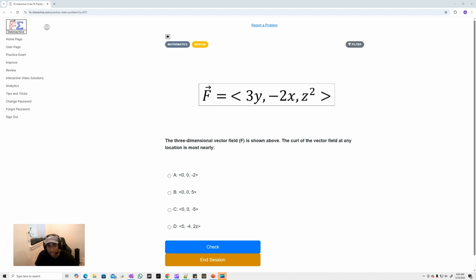I hope you tried the problem. Let's get into the solution. It says the three-dimensional vector field F is shown above. The curl of the vector field at any location is most nearly.